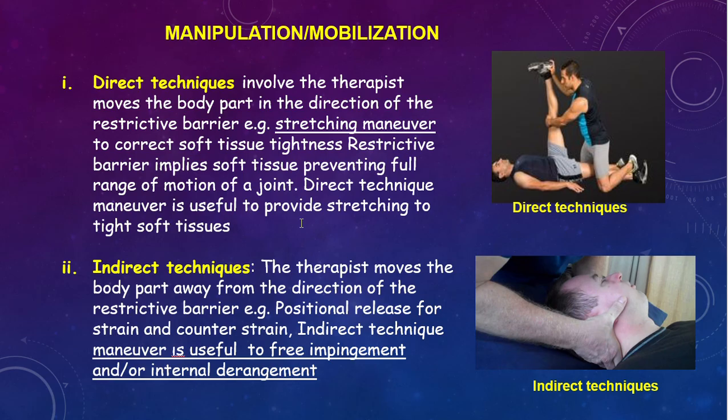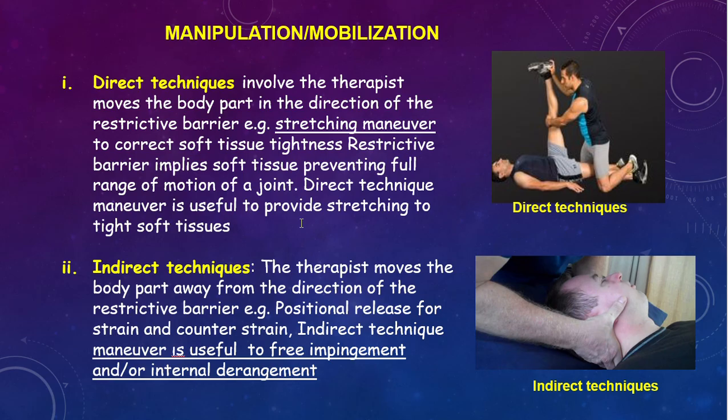And the therapist comes, and the only thing the therapist could do is to move the leg in the direction that is causing the patient pain. That is knee extension. And that's the direction we call restrictive barrier. So that's when we say the technique is direct. So the technique is direct when the therapist moves the body in the direction of restrictive barrier, movement barrier, discomfort, in the direction of pain.